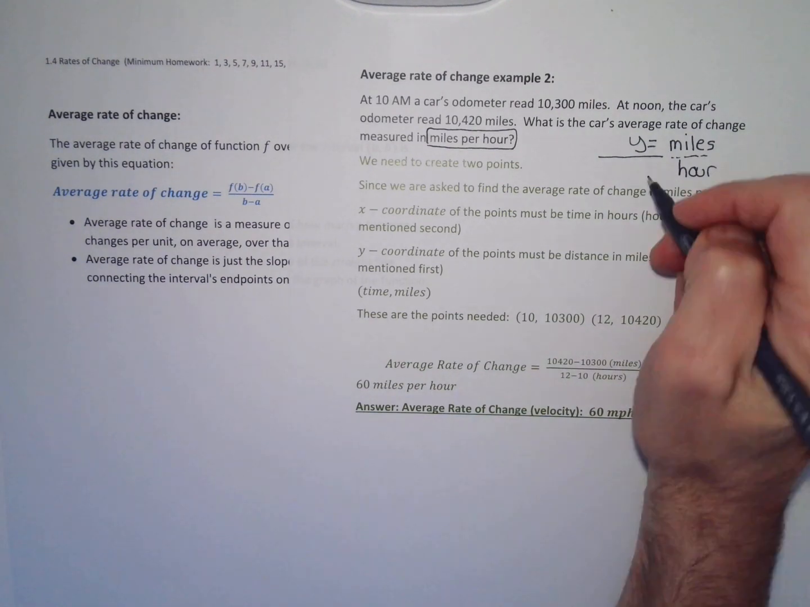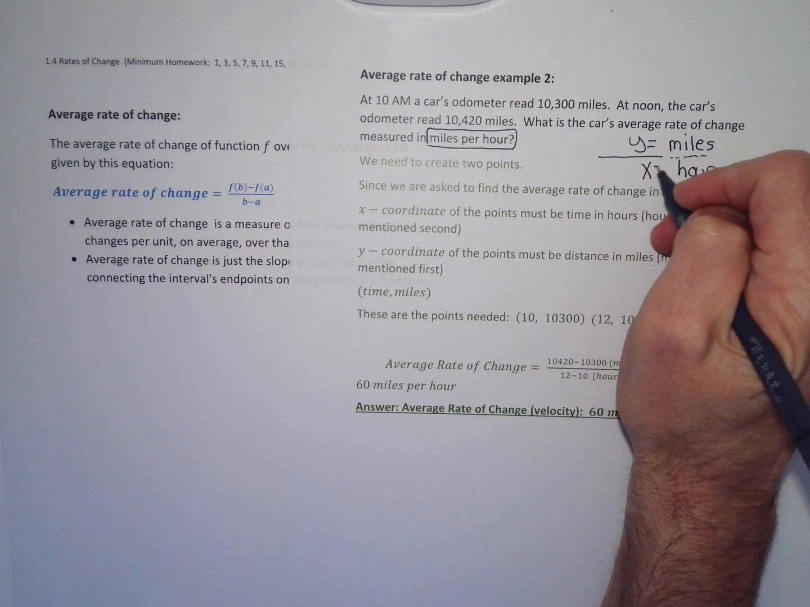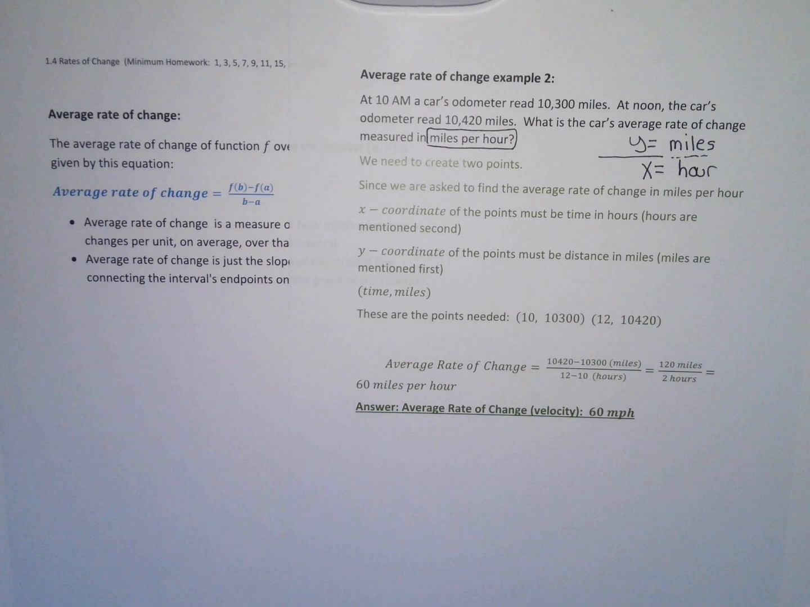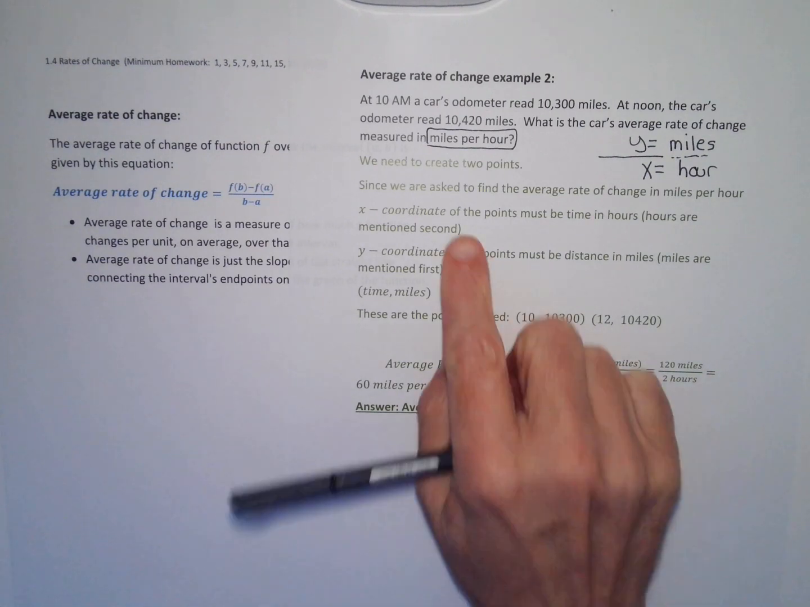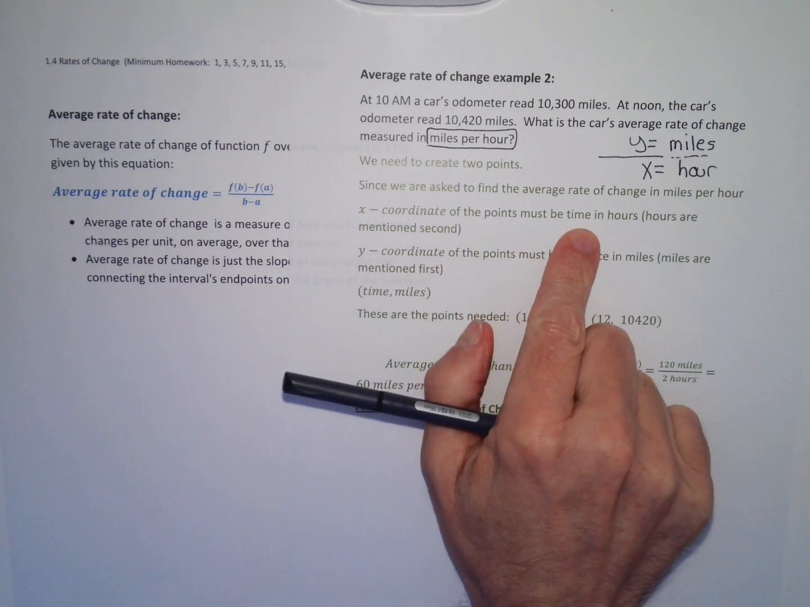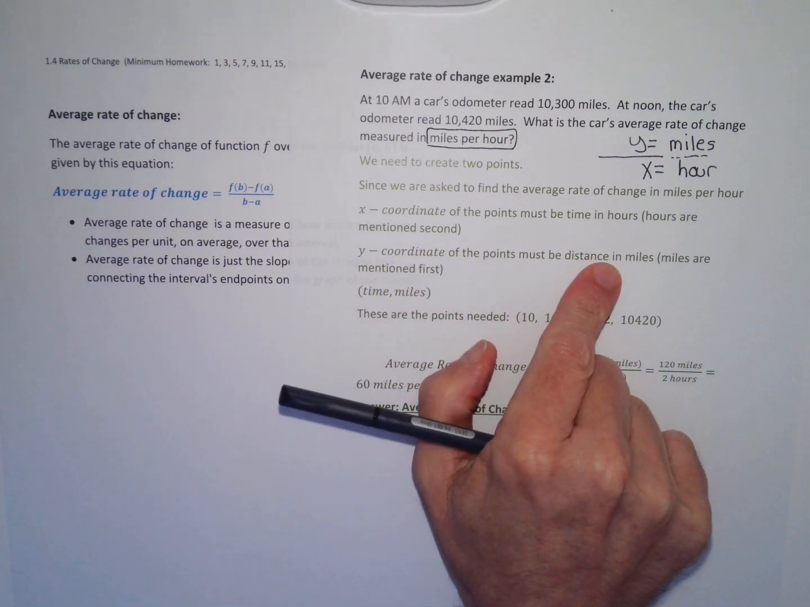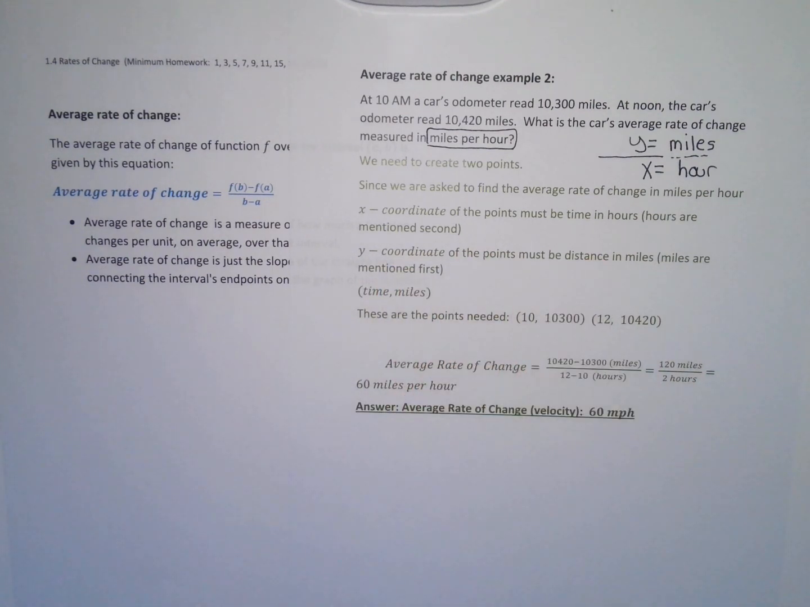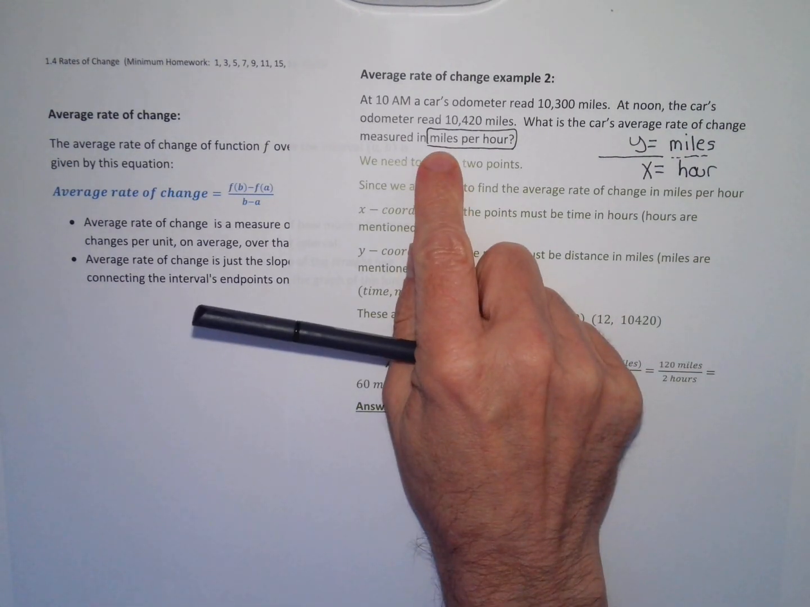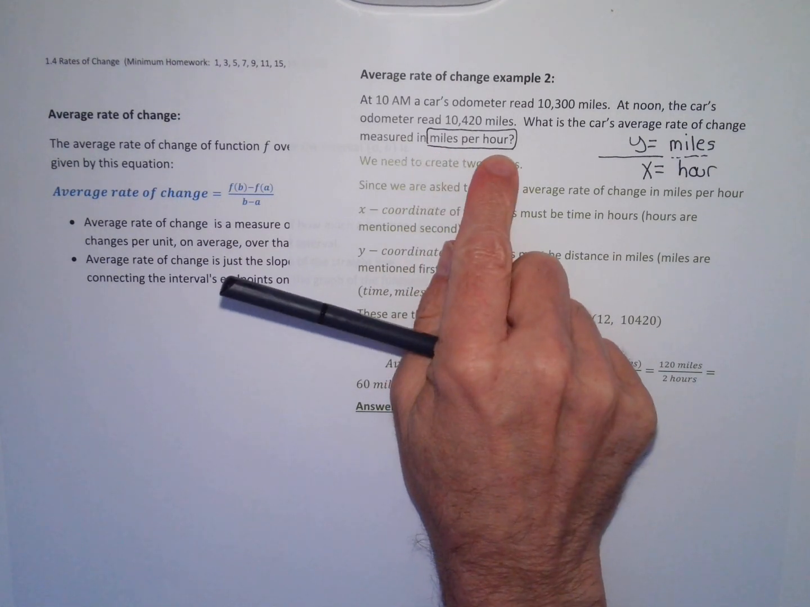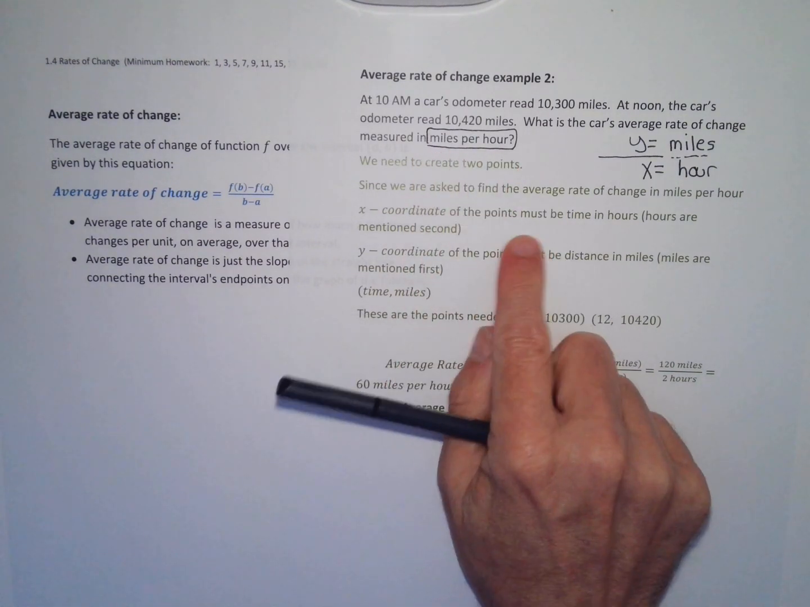Since the numerator represents the difference of the y's, the y's of the points I create need to be miles. Since the denominator in my slope, or my average rate of change, needs to be hours and the denominator is x's, the x's are going to be hours. So I'm going to create points. The x's are going to be times in hours, and the y coordinates are going to be the distance in miles. I tried to do something more cutesy here, but I kind of like this just fine. The units tell me what the y's are. The y's are the first unit that's mentioned. The x's are the second unit that's mentioned, and that's what I do here.